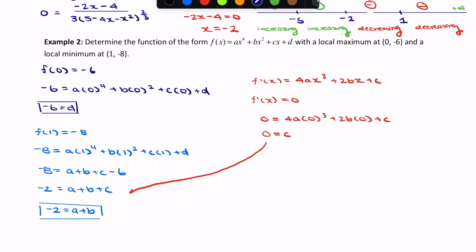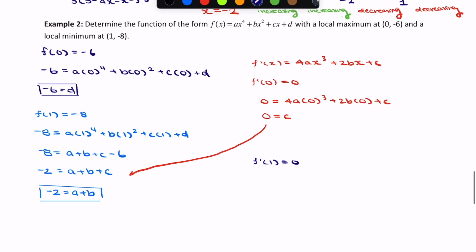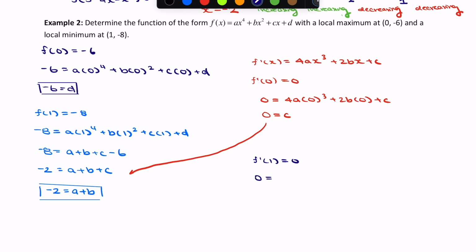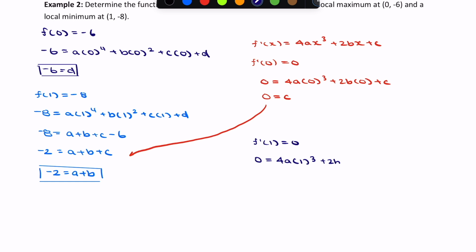Here we can also sub in f'(1). We know that is equal to 0, because we know that there is a local minimum there. So we know that f'(1) is equal to 0. And so here, 0 = 4a times 1^3 + 2b times 1 + c. And so here we get 0 = 4a + 2b.